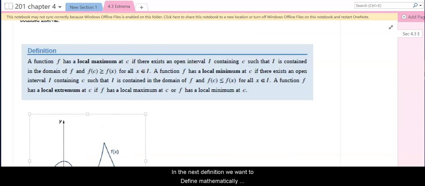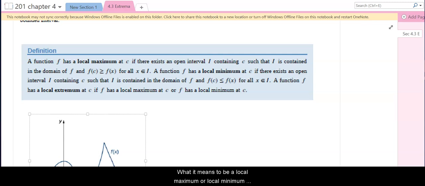In the next definition, we want to define mathematically what it means to be a local maximum or local minimum. This would be like our mountains in Colorado or the bottoms of our valleys. While they are the highest or lowest points nearby, they are not the highest and lowest on Earth, so they are not the absolute maxima or the absolute minima.